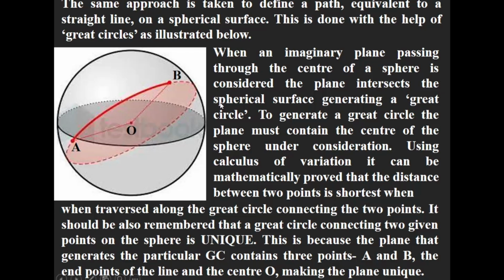So this is a spherical surface, and A and B are two given points. You have to find out the path along which the distance traveled between A and B will be shortest, and we will define that as a straight line in the case of a spherical surface. Now, what are these lines? I am not going into the proof, but I will just tell how it is found. This path is found by considering a plane.